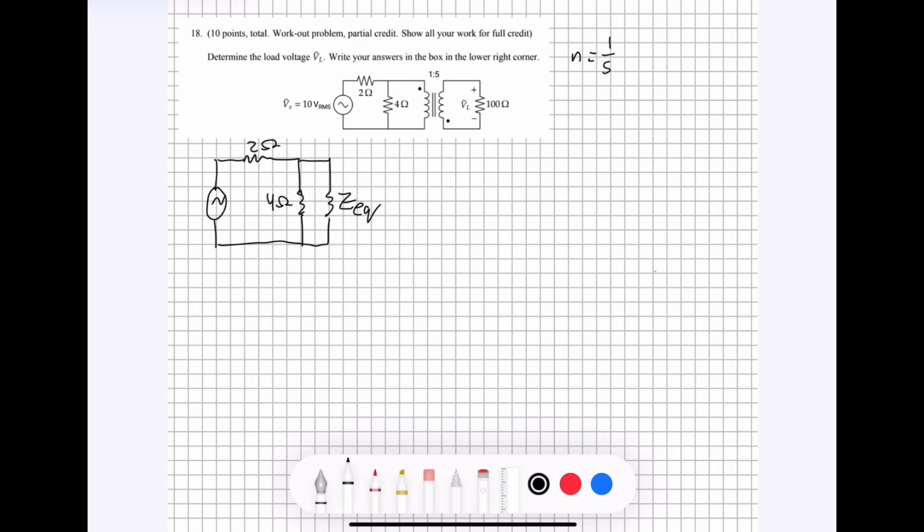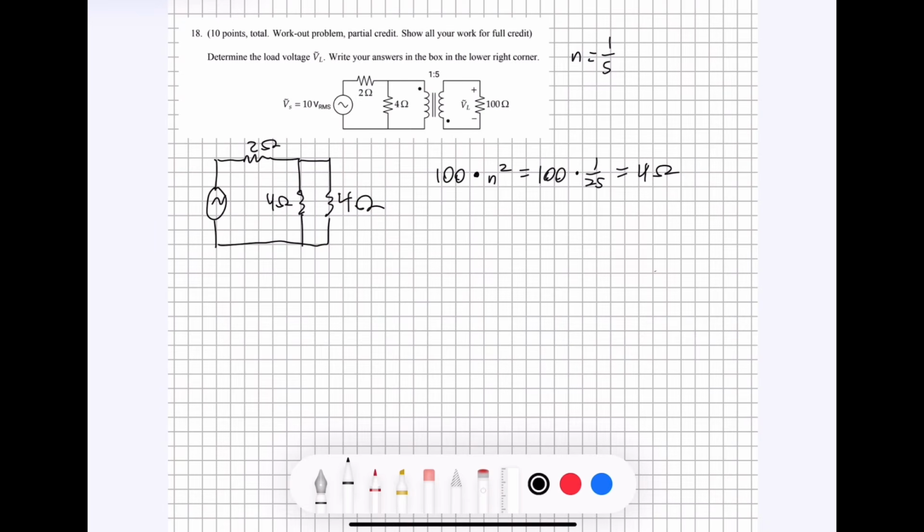The way we can find that value is by taking this resistance value right here, which is 100, and multiplying it by n squared. If we do that, it's the same as multiplying by 1 over 25. So you would have 100 divided by 25, and that is going to be 4 ohms. So we know that this equivalent value is actually going to be 4 ohms.